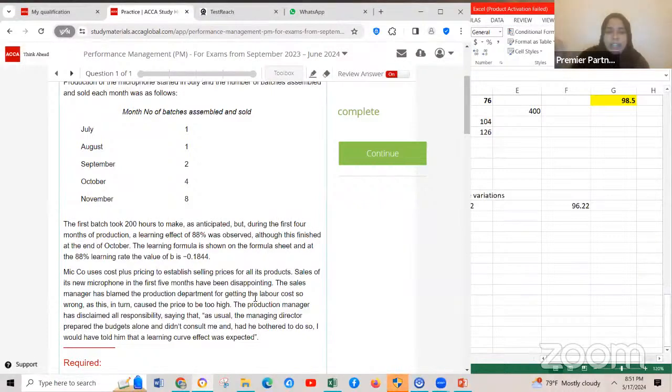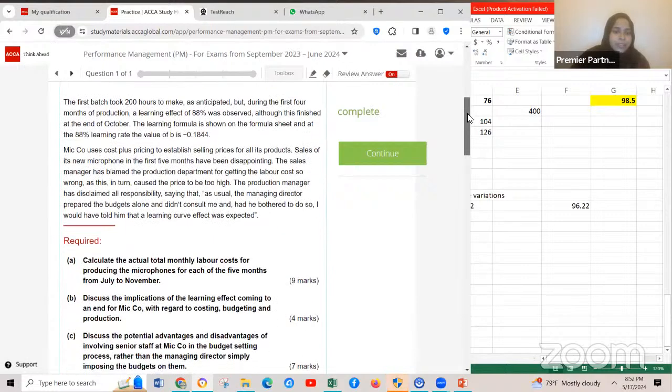So probably they took the time taken to make the first unit as the time for all other units. But actually time taken would have dropped. When time taken drops, labor cost also drops. But maybe they did not take it into consideration. The production manager has disclaimed all responsibility, saying that as usual, the managing director prepared the budget alone and didn't consult me. And had he bothered to do so, I would have told him that a learning effect was expected. Calculate the actual total monthly labor cost for producing the microphone for each of the 5 months of July to October.